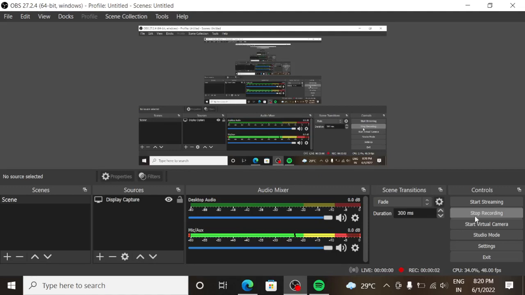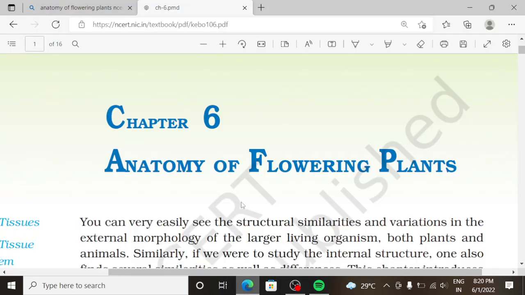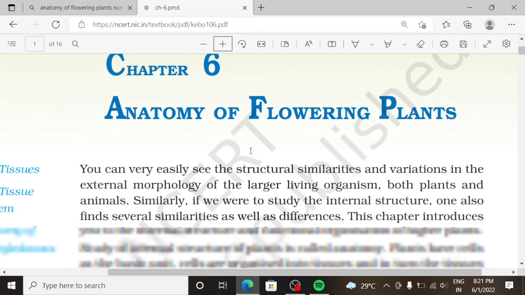Hello everyone, this is Sanskriti Nagarkar and today we are going to start the lesson, the second last lesson from Unit 2. The name of Unit 2 is Structural Organization of Plants and Animals, and the name of Chapter 6 is Anatomy of Flowering Plants.